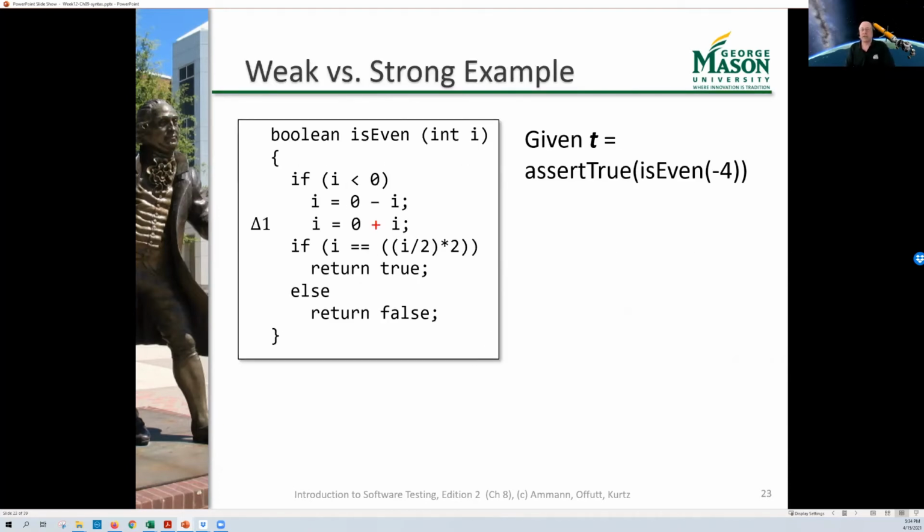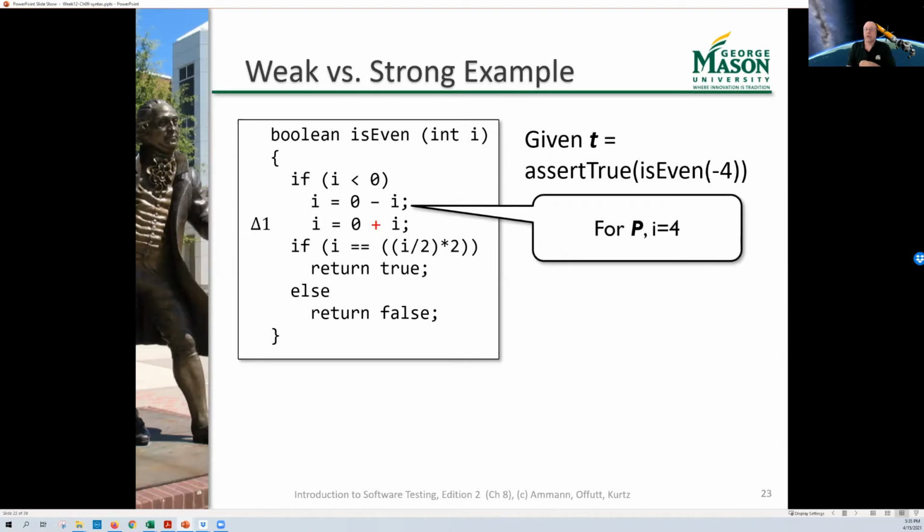So let's look at another weak versus strong example. If we have a function here, isEven, it takes an integer and it determines whether the integer is even or odd. So it returns true if it's even, returns false otherwise. So we've got one mutant here where we've changed i = 0 - i to i = 0 + i, and then we compare i to i / 2 * 2. And if i matches i / 2 * 2, then we return true, otherwise we return false.